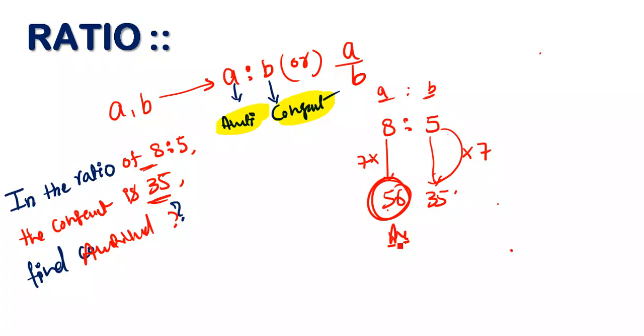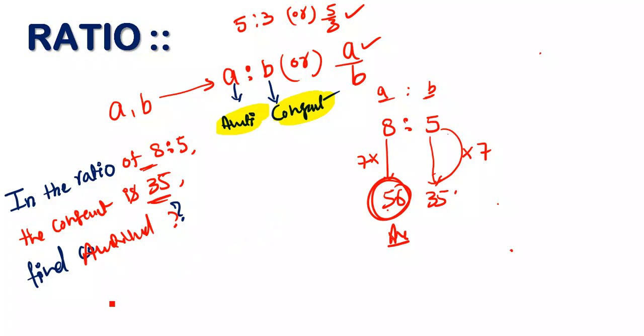What is the meaning of ratio? Two quantities of the same units is called the ratio. A comma B, the ratio is A is to B, or A by B, is the same. For example, 5:3 or 5/3 is the same meaning, guys.